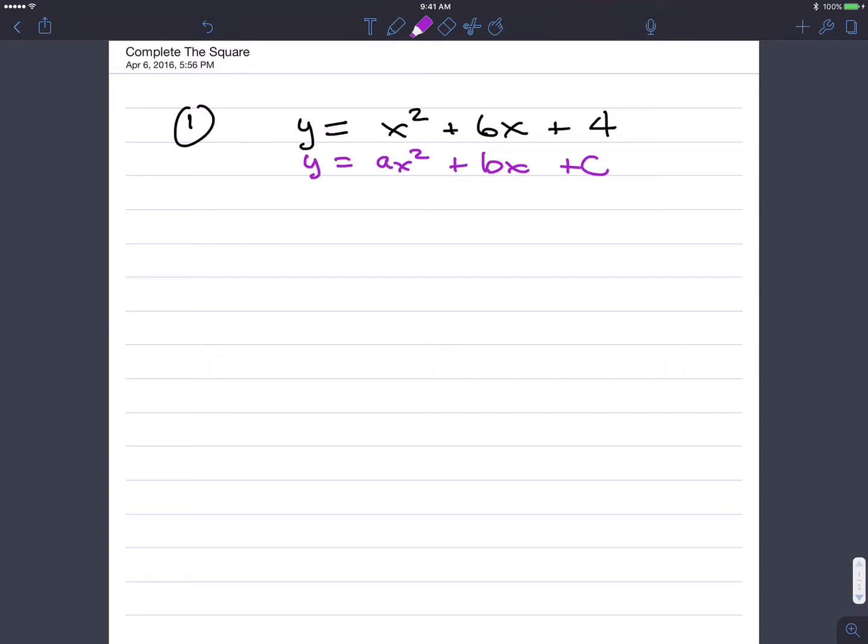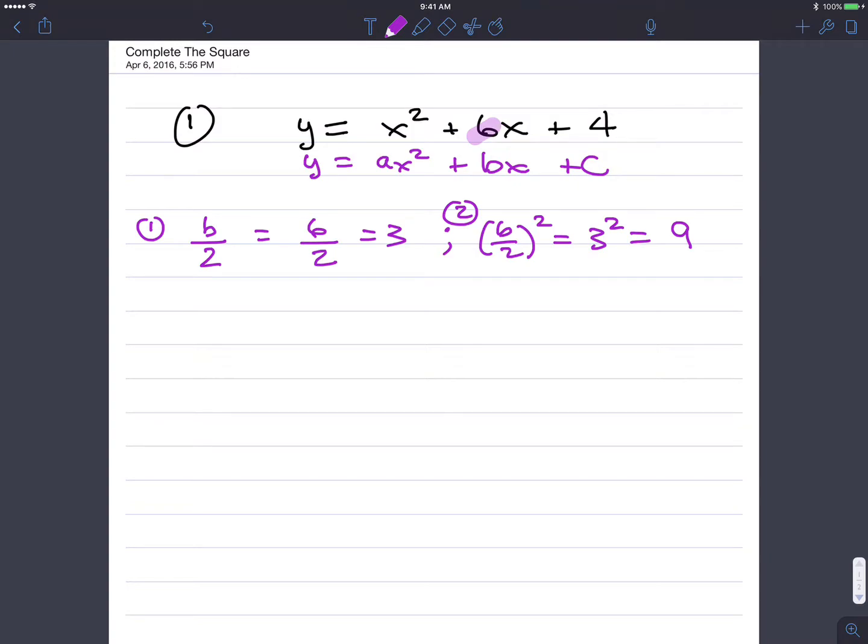Now we're going to look at this bx term here. In other words, we need the value for b. And the value for b here is 6. So we're going to take that 6 and divide by 2. So 6 divided by 2, and this is our first step, is the value 3. And then the second step is to square this value. So we get 3 squared, which is 9. And this is my second step here in completing the square.